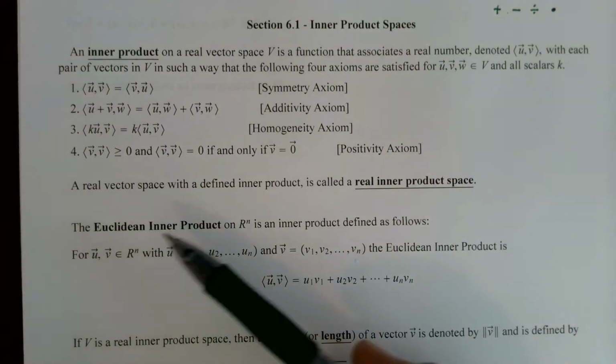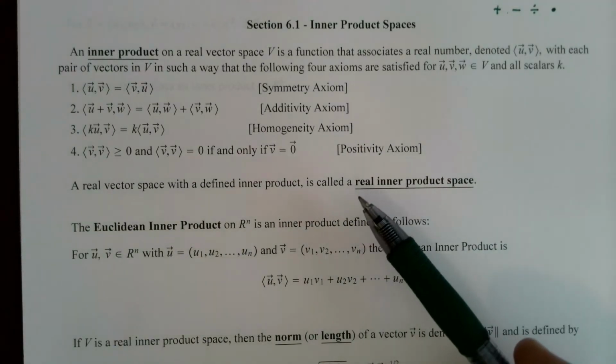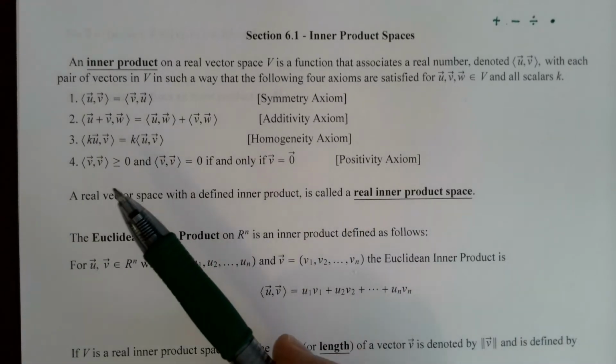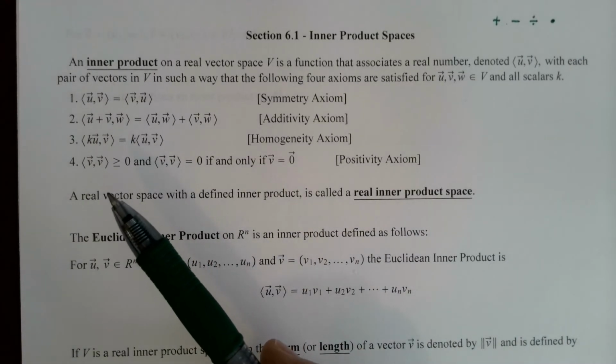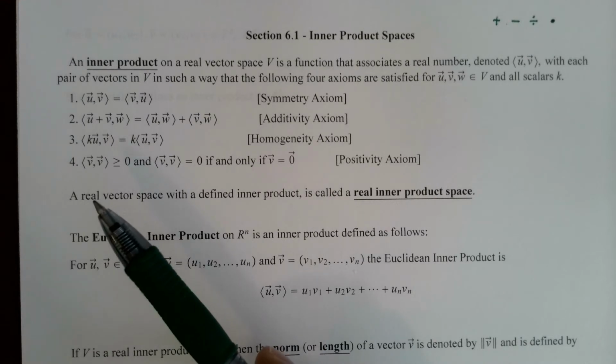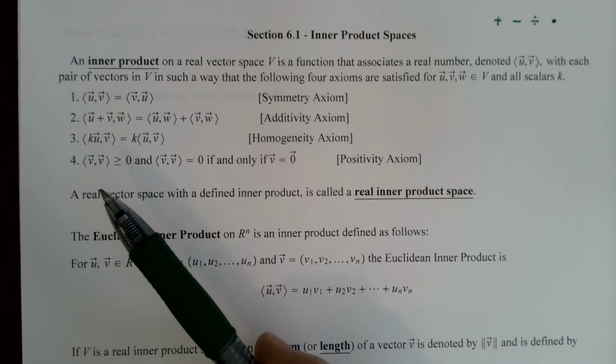Now, a real vector space that has a defined inner product is called a real inner product space. Now, one thing we're going to see that's really important is that the inner product is going to help us extend the concept of measure to a vector space. Okay, it's going to help us define distance between vectors in the vector space. Okay, it's going to help us define the length, or what we're going to call the norm, of vectors.